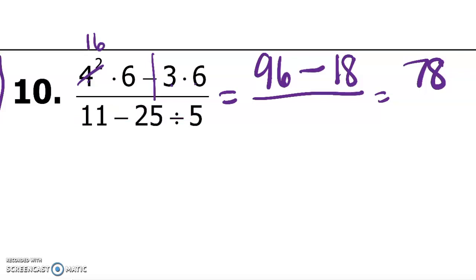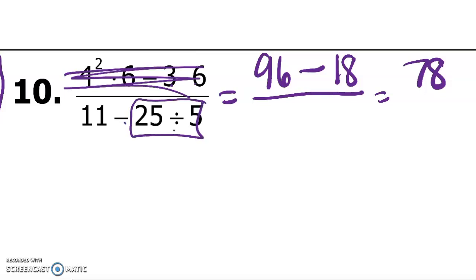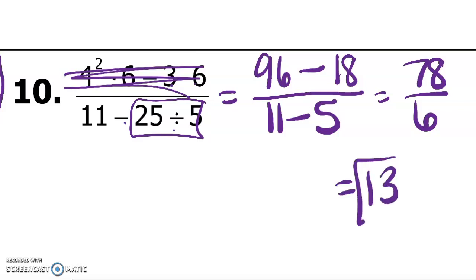Then I can do the same thing for the bottom number. If you want to, again, get rid of that, that's fine. We have subtraction and we have division, so we have to do the division first. That becomes 11 minus 5, so that's 6. So I have 78 divided by 6, which is 13 for my final answer. So again, it's not super tricky as long as you just take the top separately and the bottom separately and then finally divide.